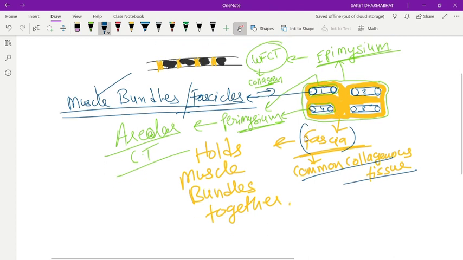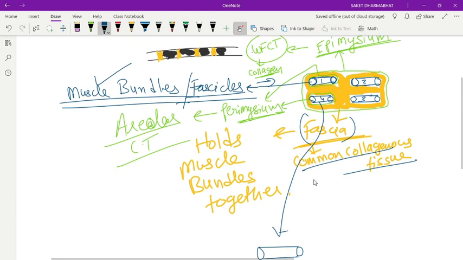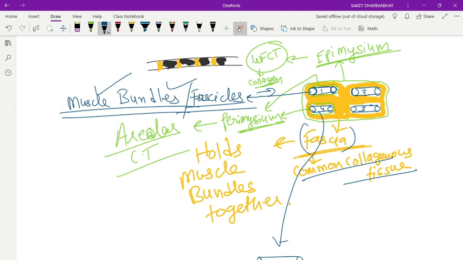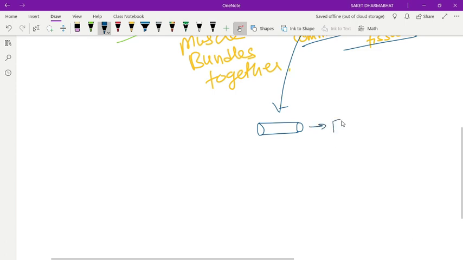Already I have explained. Now here we will see this one muscle bundle. Suppose this is one muscle bundle. Skeletal muscle is made up of muscle bundles, or fascicles. Both have the same meaning. Muscle bundle and fascicle are the same thing only. This is one muscle bundle or fascicle.